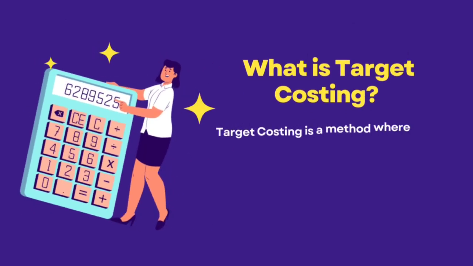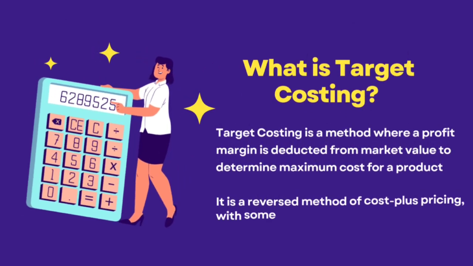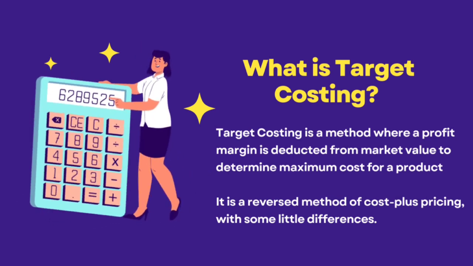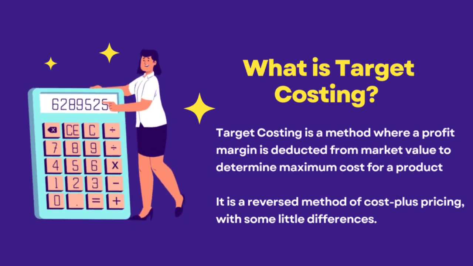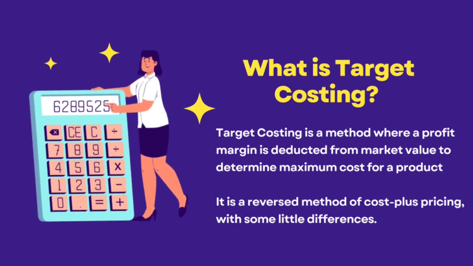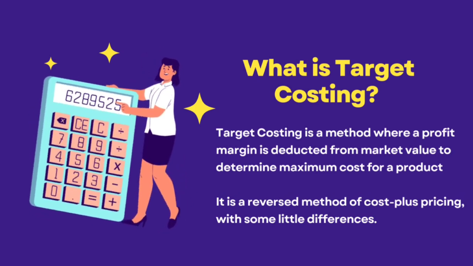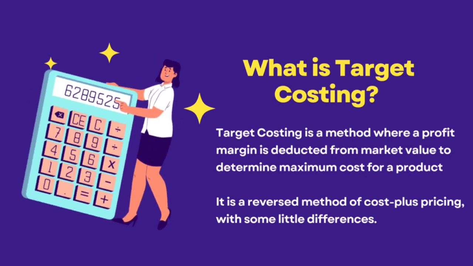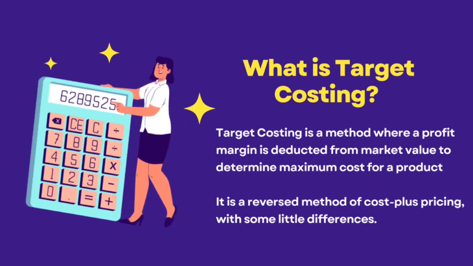The first one, what is target costing? Target costing is a method where a profit margin is deducted from market value to determine maximum cost for a product. Market value means the value of the product in the open market that customers are willing to pay for. It is a reverse method of cost plus pricing with some little difference.